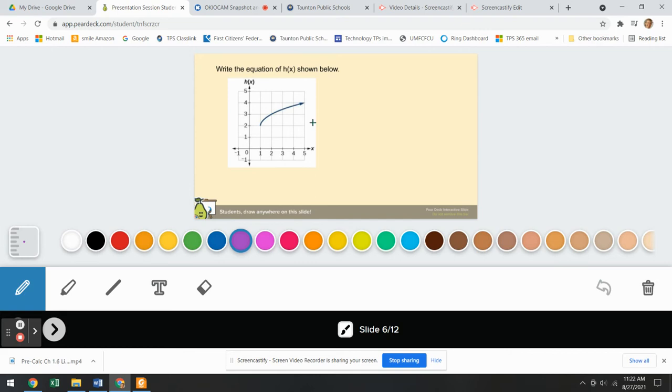Write the equation of h of x shown below. So once again, we do have the square root function as the parent function. Normally it would look like this, starting at 0, 0. We can see that it got shifted up 2 units, right? And not only that, but then it got shifted to the right 1 unit. So our parent function got shifted up and to the right. Hopefully I got that right. My lefts and rights are not my strong point.